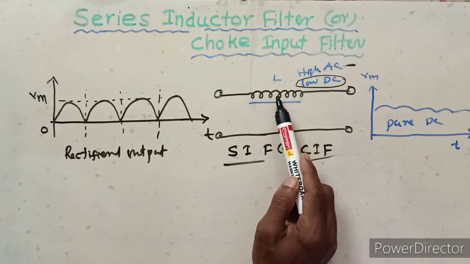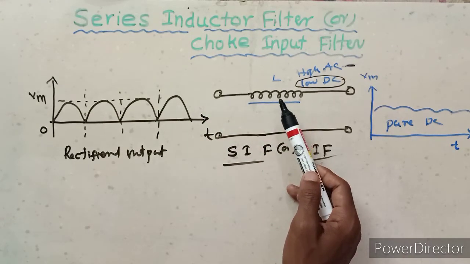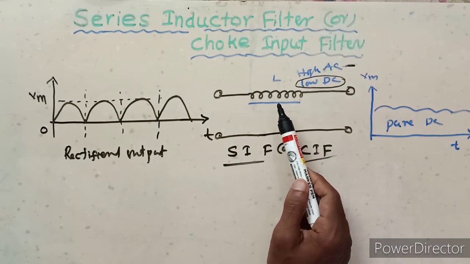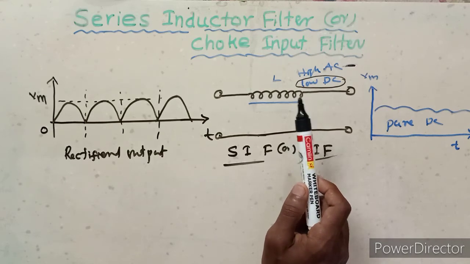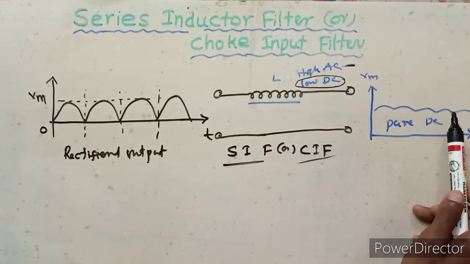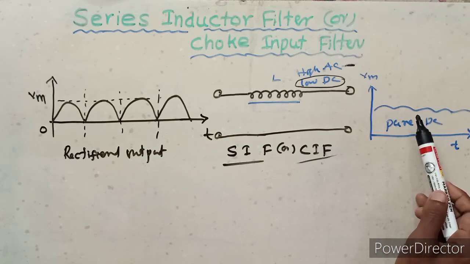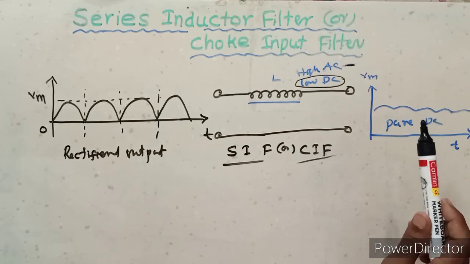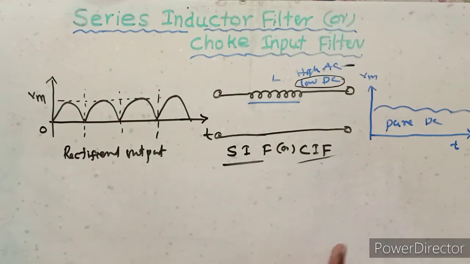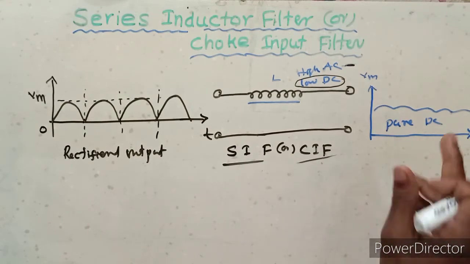The inductor stores energy in the magnetic field when the current is above its average value. Then when the rectifier output decreases, the inductor opposes this fall by releasing energy to the load. Therefore the output voltage continues to be pure DC. In this way, the inductor reduces the variations and produces smooth output, nearest to DC.